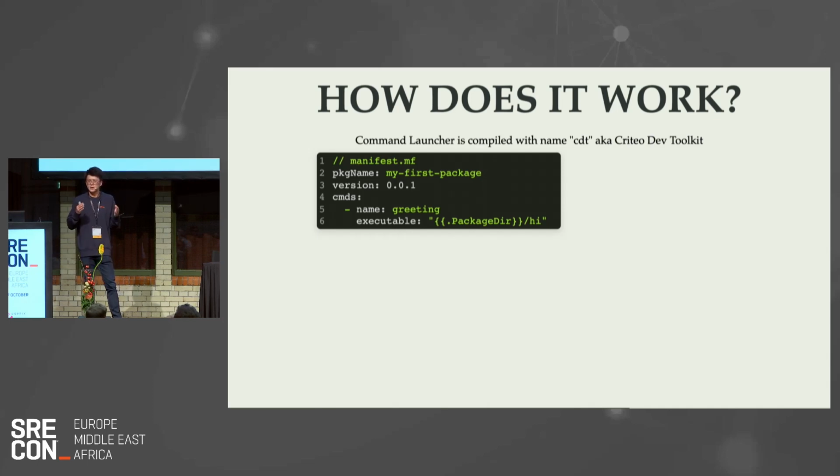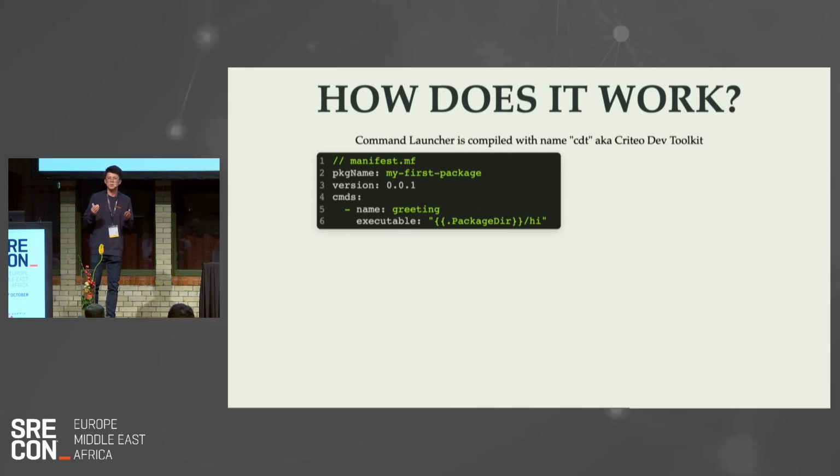A command launcher is a project name, right? At Criteo, we name it CDT, it's Criteo Dev Toolkit. But it's a name. You can name it whatever you want. I will use CDT in this example, in all these slides. We need a manifest to describe your command line tools.